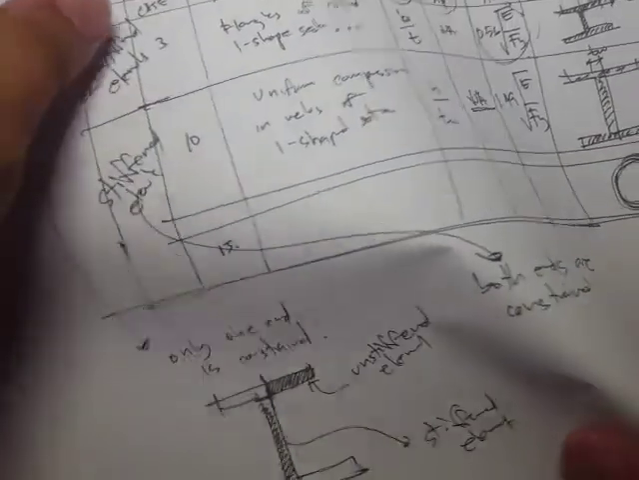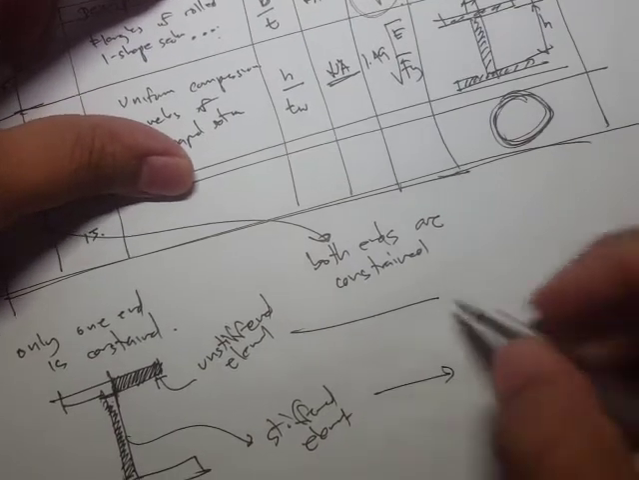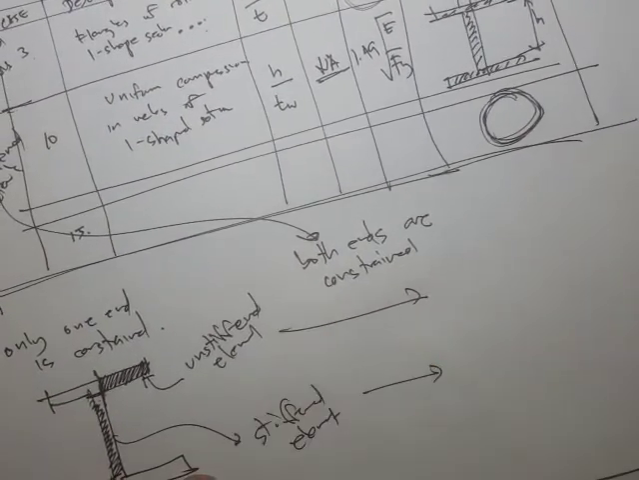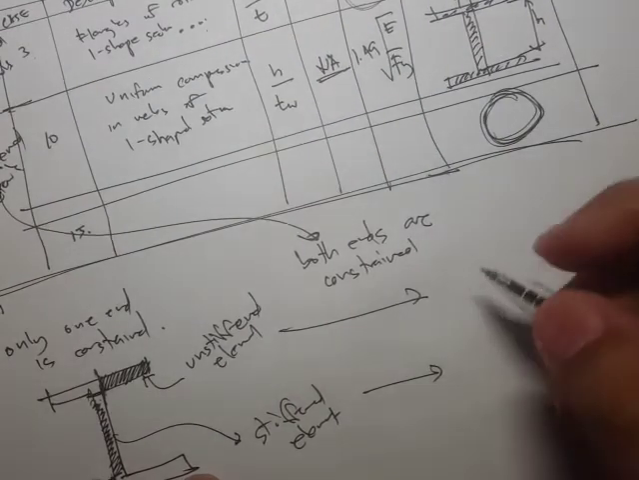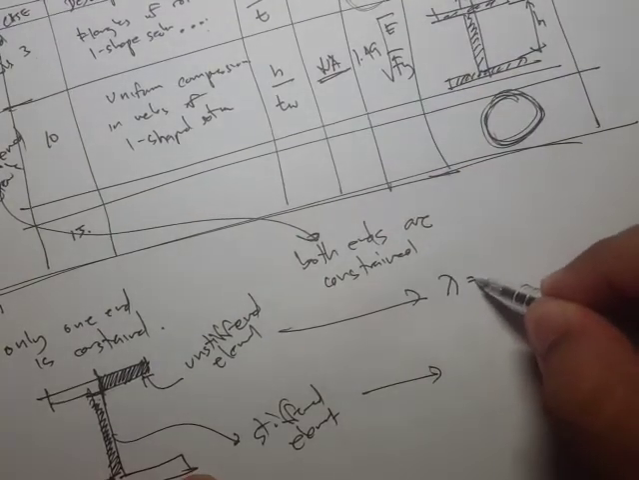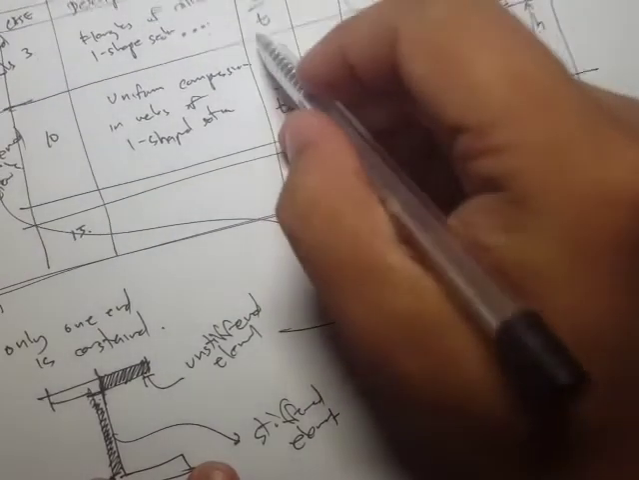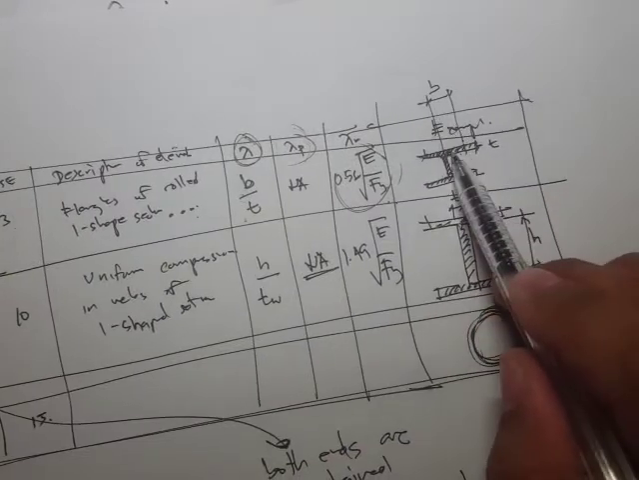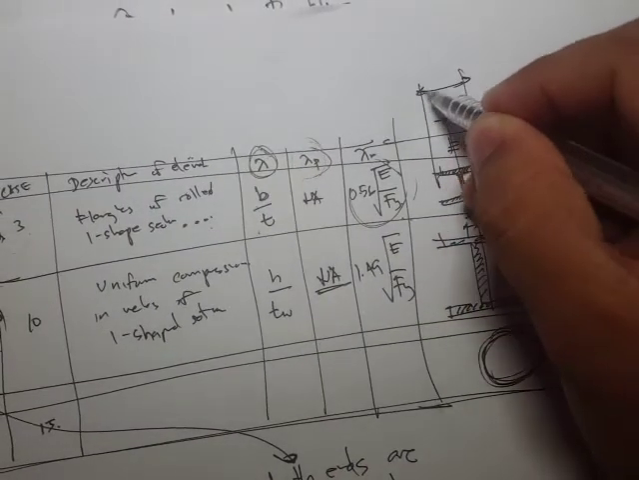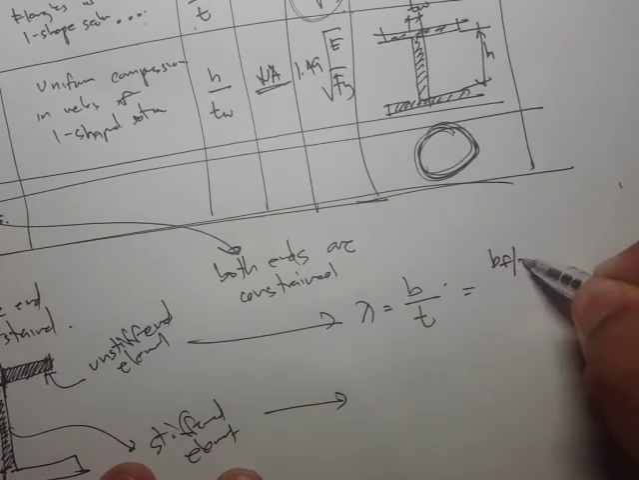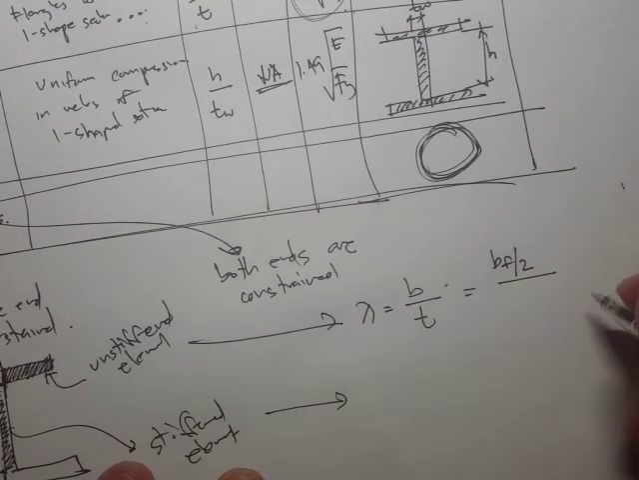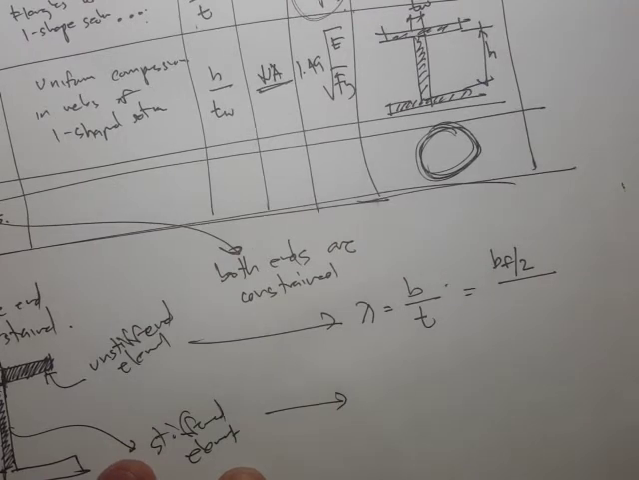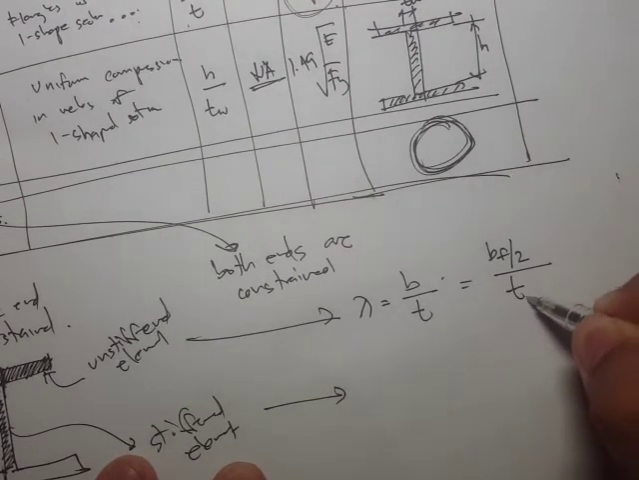Okay, so for unstiffened elements, we have this equation of lambda equal to B over T. And what is this distance B right here? From the table, we only have the width of the flange, BF. So our B is BF over 2, divided by the thickness of the flange, T sub F.